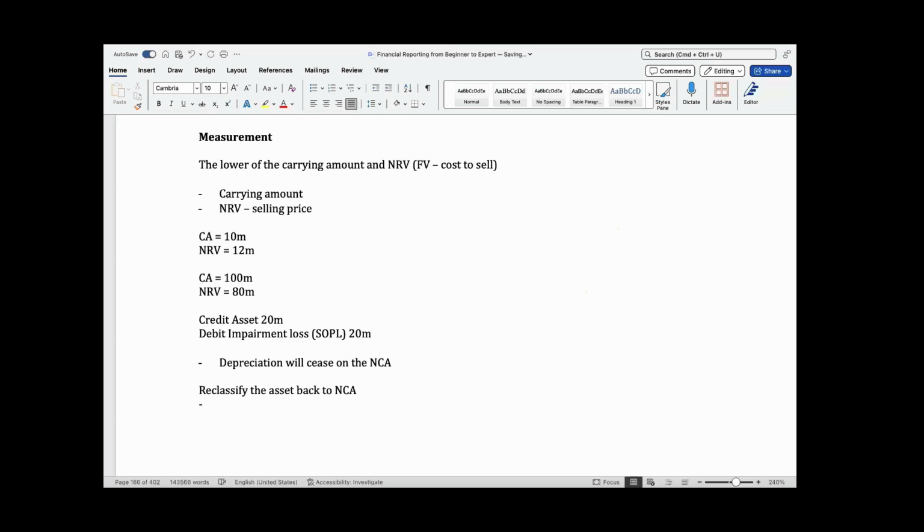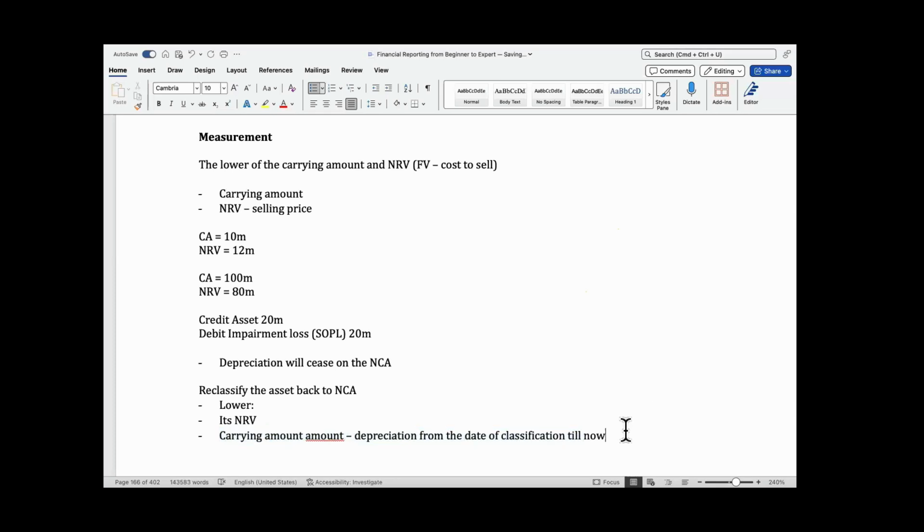You are going to measure it at the lower of its NRV, I mean, whatever value you are carrying it at now, and its carrying amount minus depreciation from the date of classification till now.